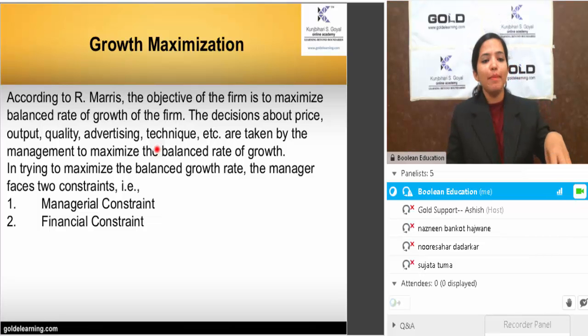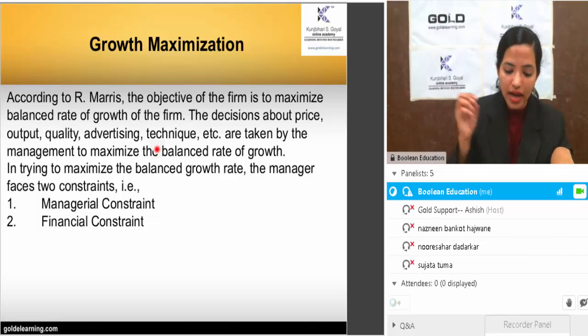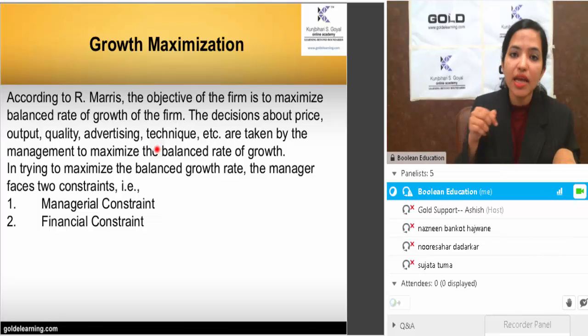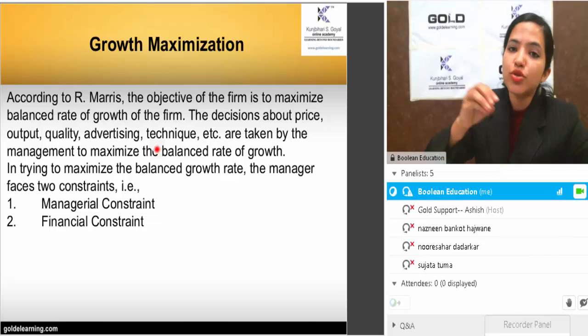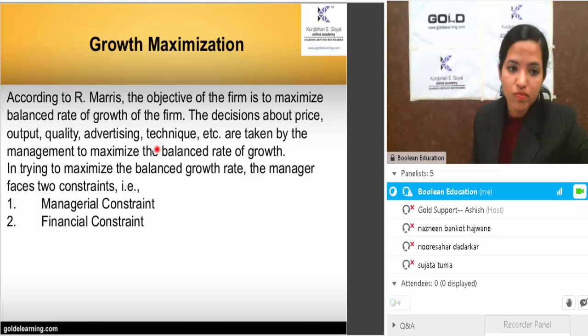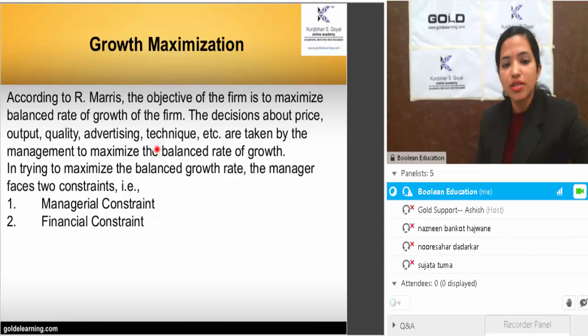So what do we mean by balance rate of growth? That is, the firm should grow slowly, right? In a way that you pay proper attention to all the objectives and all the small parts of the firm. So let's look at this. The decisions about price, output, quantity, advertising, technique, etc. are taken by the management to maximize the balanced rate of growth.